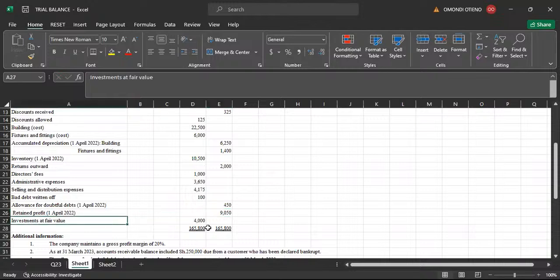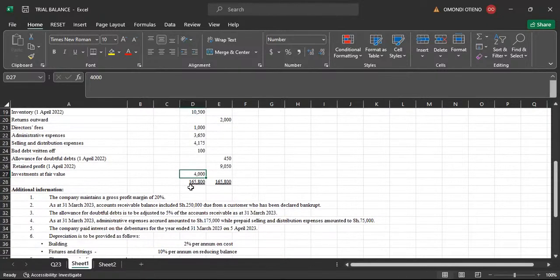Investment at fair value. Investment at fair value, that is now the financial assets. The financial assets are not being depreciated, but you just look at the fair value at the end of the year. Is there an increase or is there a decrease in the fair value adjustments of these particular assets? So if there is an increase, of course, that's going to be a gain. We take it to the section of other comprehensive income.